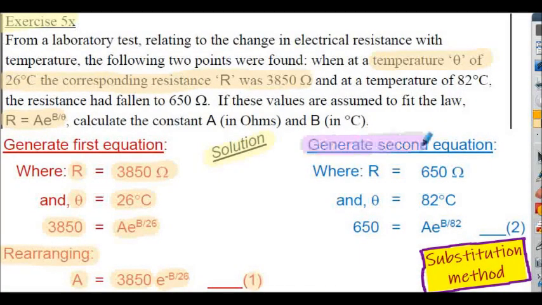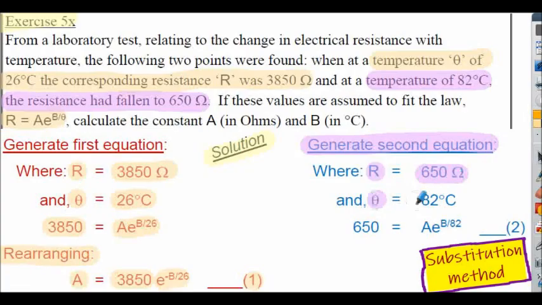Next we generate our second equation given the information in the question. So at the temperature of 82 degrees C, the resistance has fallen to 650 ohms. So R is 650 ohms at the temperature 82 degrees C. So again, writing in the format of R is equal to A e to the B divided by theta, that 650 is equal to A e to the B divided by 82. And I've called that equation 2 for reference. So now we're going to use the substitution method to solve for A and B.